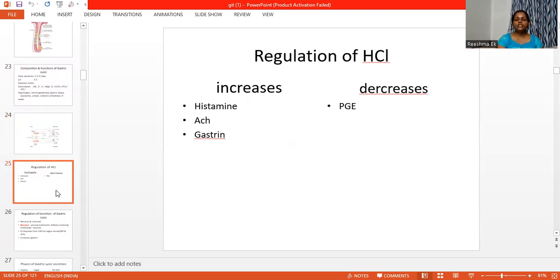Then the regulation of HCl secretion. HCl production is increased by the action of histamine, acetylcholine, and gastrin. So there are three main stimulants for the increased production of HCl: histamine, acetylcholine, and gastrin. And the one which decreases HCl secretion is prostaglandin E.